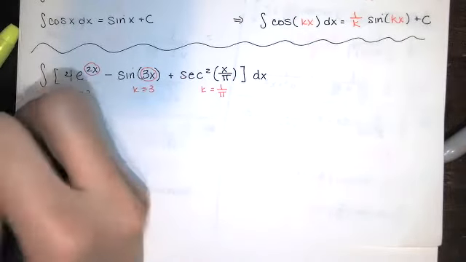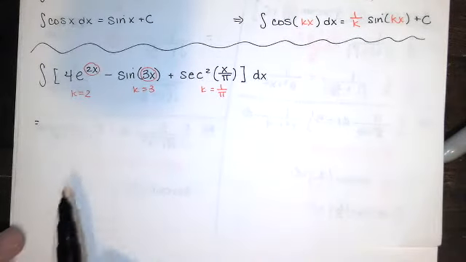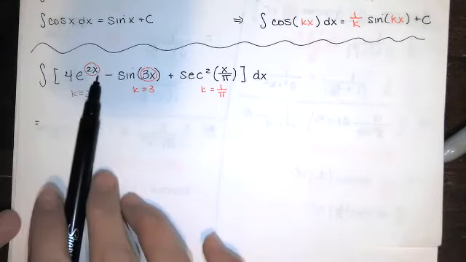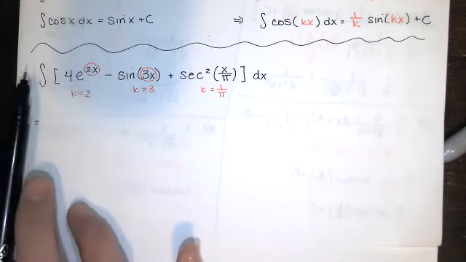Okay, so if I want to take the antiderivative of something that looks like this, I could do a u-sub for each of these. I could let u equal 2x, and then du would be 2 dx, and then I'd have to divide by the 2.